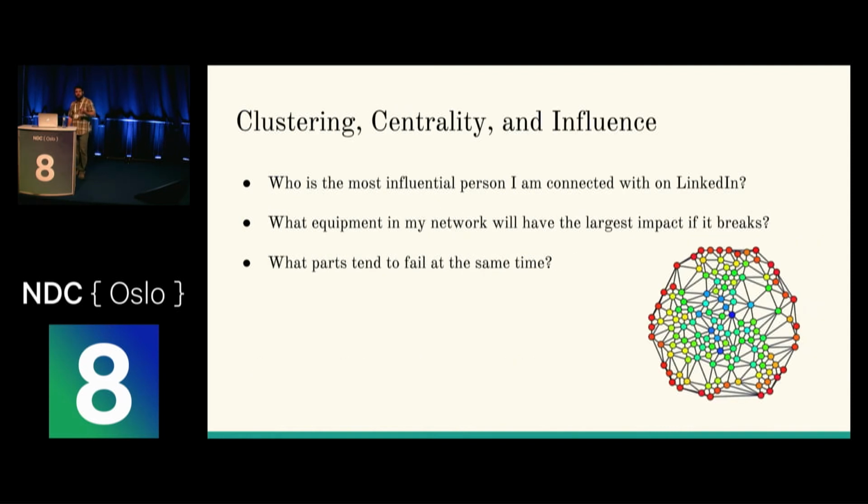Clustering, centrality, and influence. Who's the most influential person I know on LinkedIn? What equipment in my network has the largest impact if it breaks? What parts fail at the same time? This is in the center of the wheelhouse where graph databases exceed the abilities of something like a relational database.